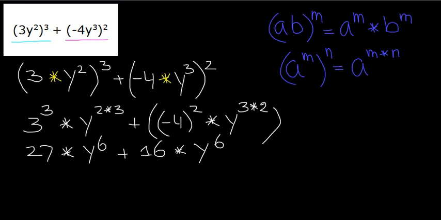We see that we have like terms, so we add the quantities. 27 plus 16 is 43 y to the power 6. Now we have simplified our algebraic expression, (3y squared) that whole quantity cubed, plus (negative 4y cubed) that whole quantity squared, to the equivalent expression 43y to the power 6.